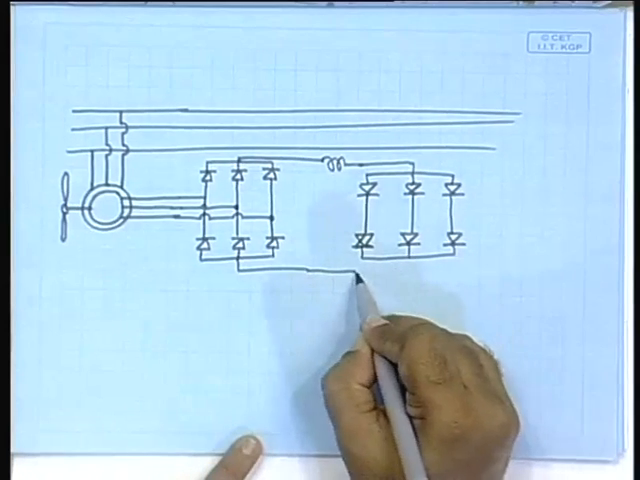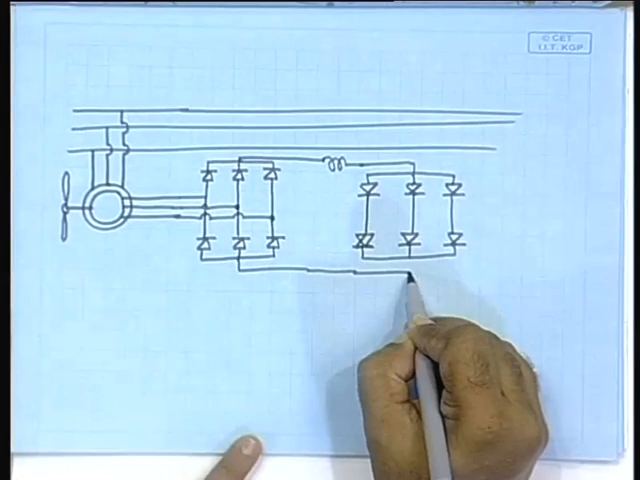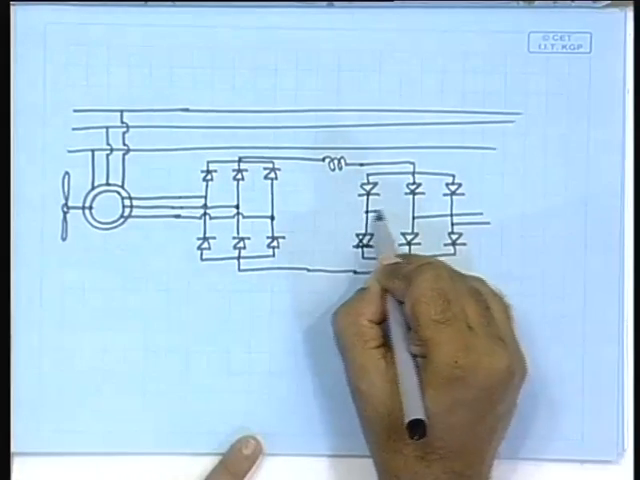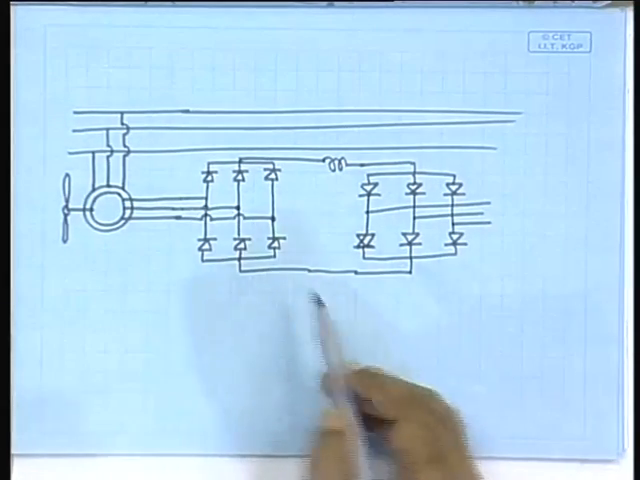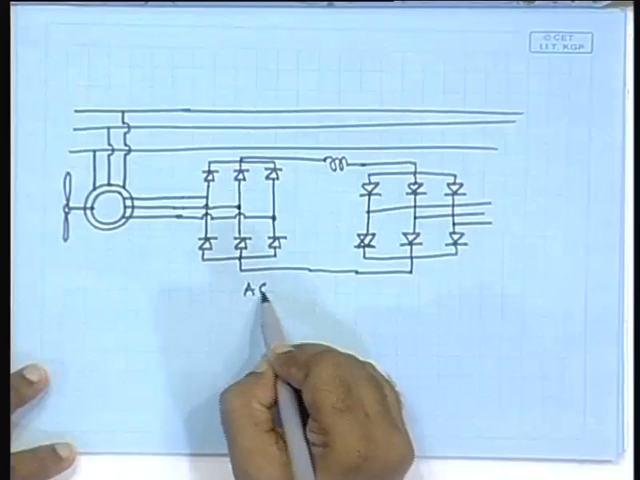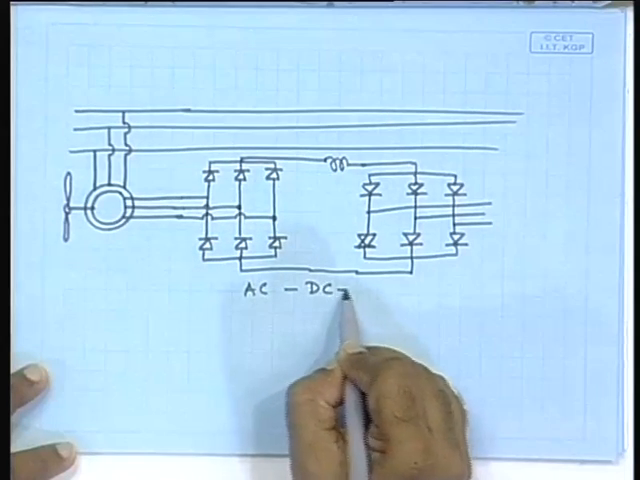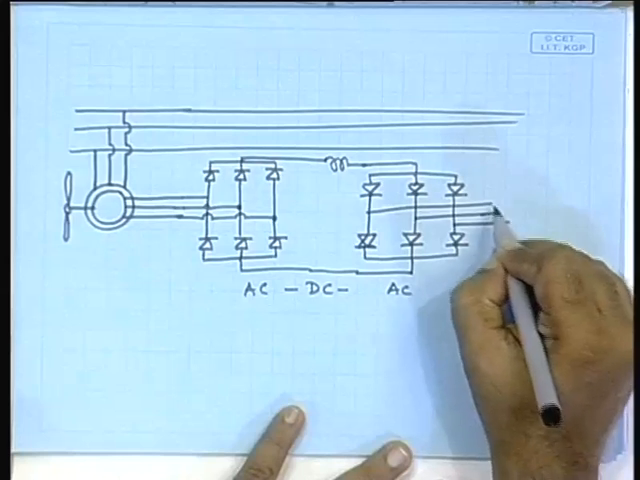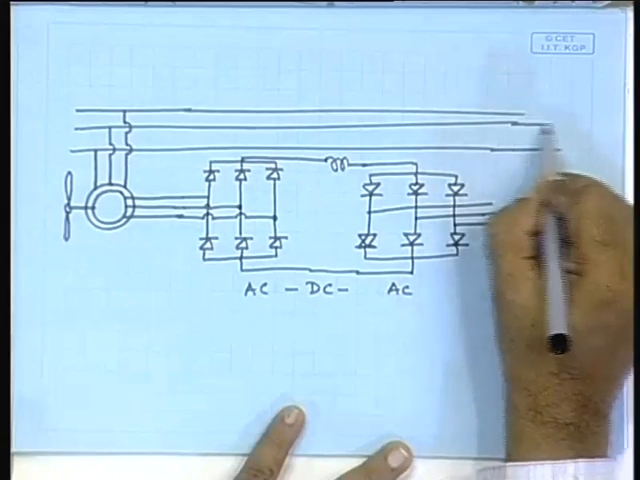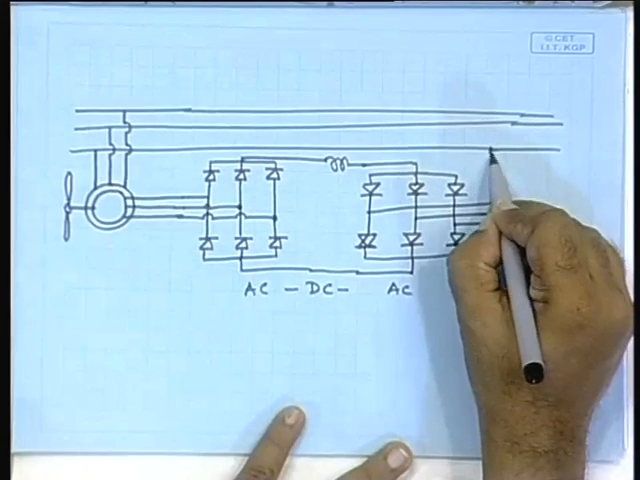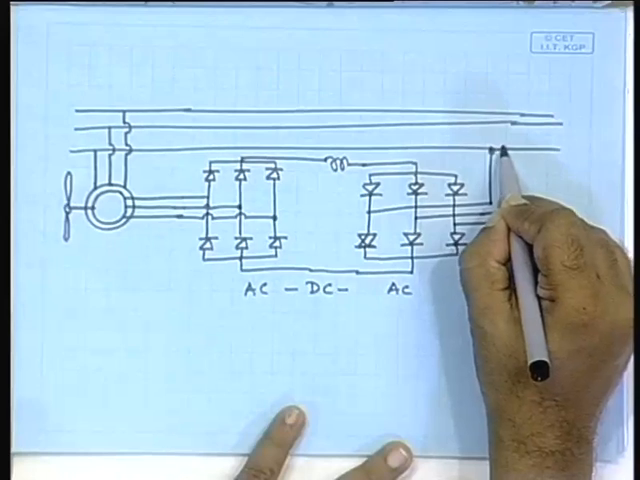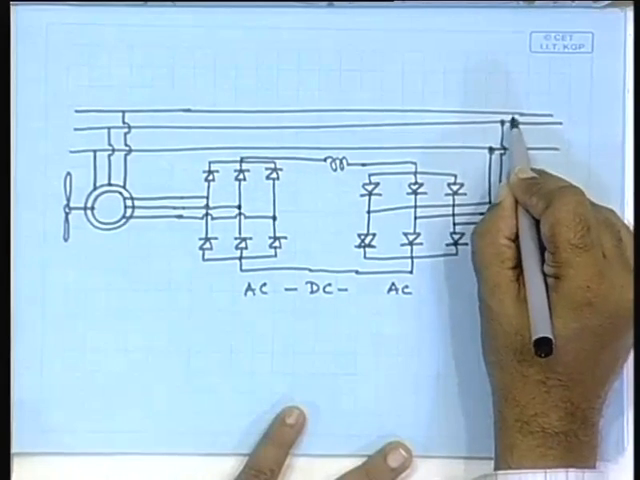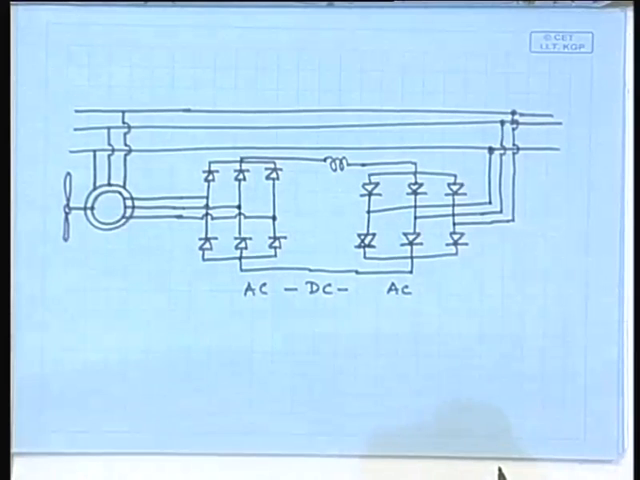So, you see in the rotor, there is an AC DC AC arrangement, AC DC AC arrangement, but that rotor output is then connected to the grid.